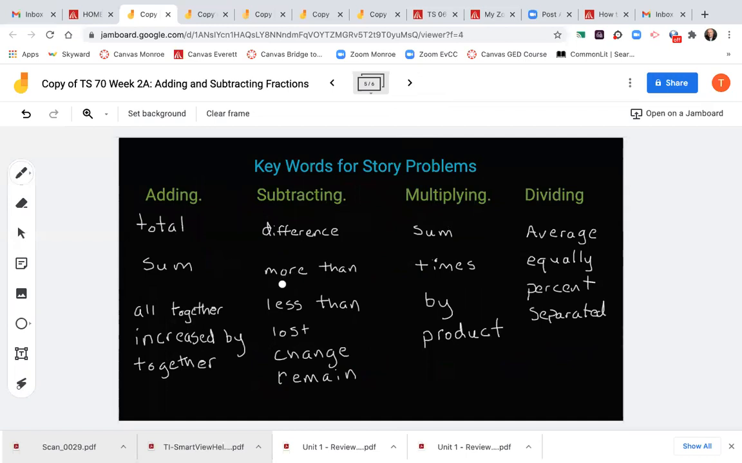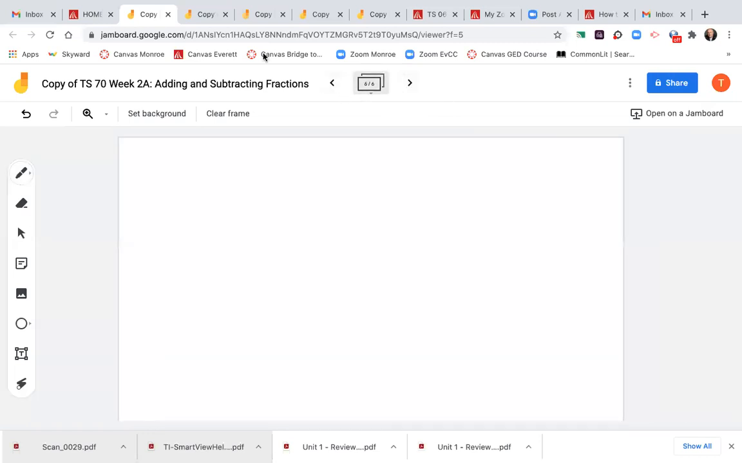When you look at the last sentence of a story problem, look for these kinds of key terms, and they hint at what you're supposed to do next in the problem. So again, don't worry about copying them all down right now. I'm going to email this to you.